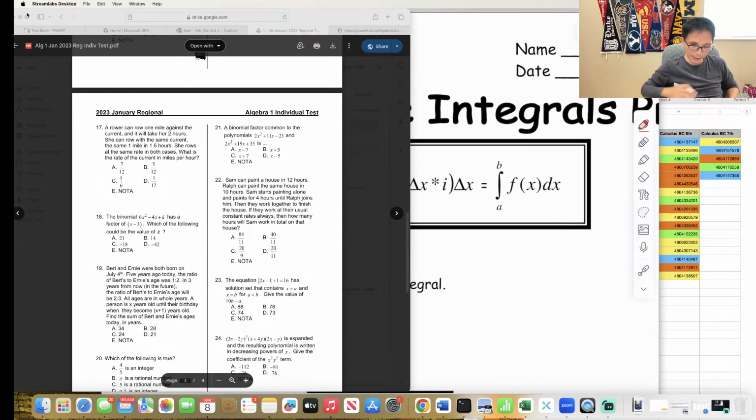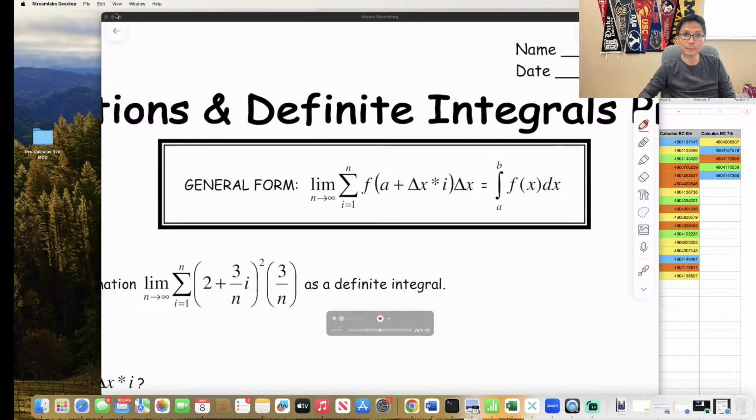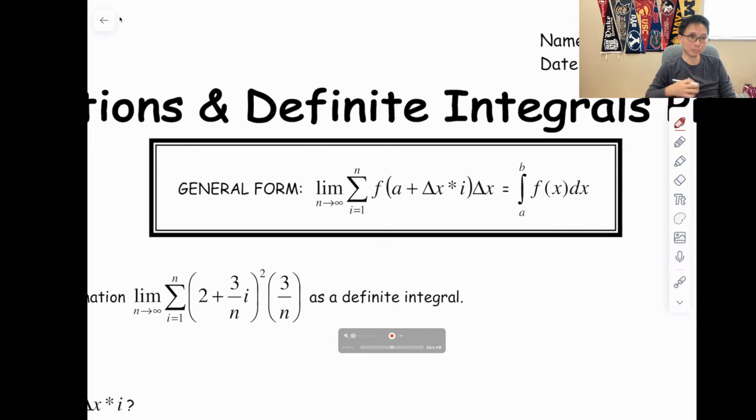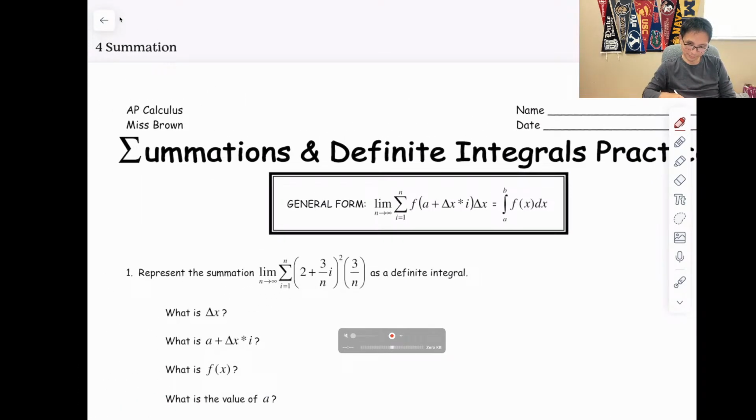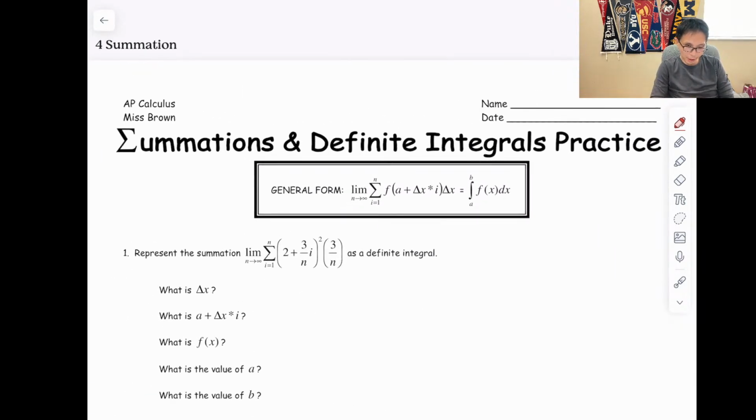Okay, so this is the definition of integral. Sorry, let me check this. I was able to waste like 5 minutes. Okay, so summation and definition of integral practice.